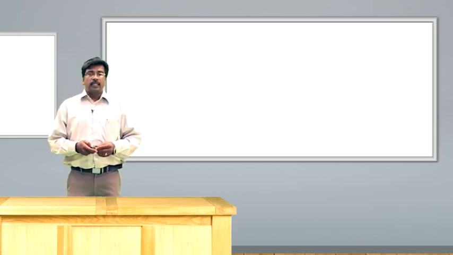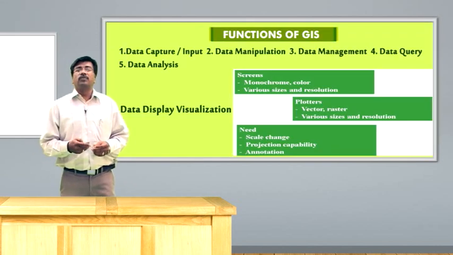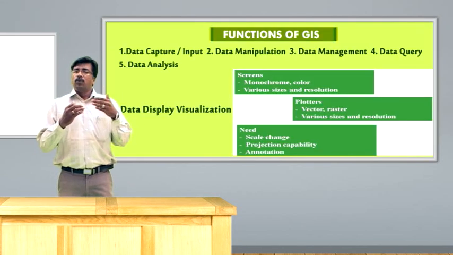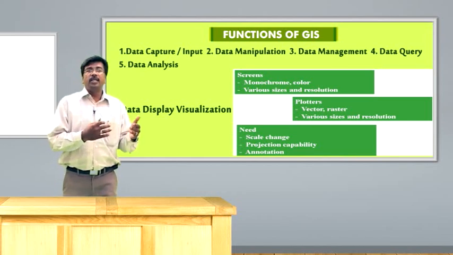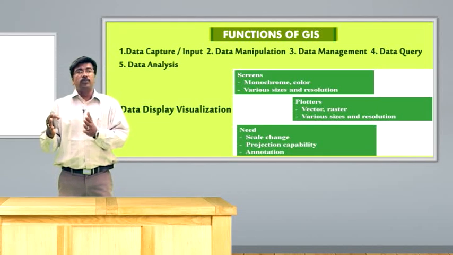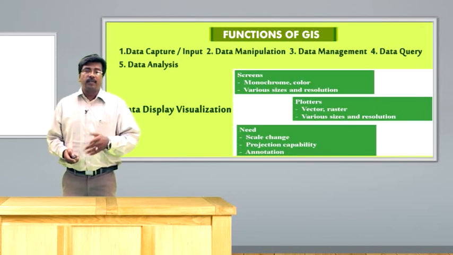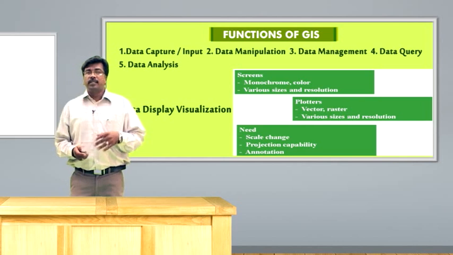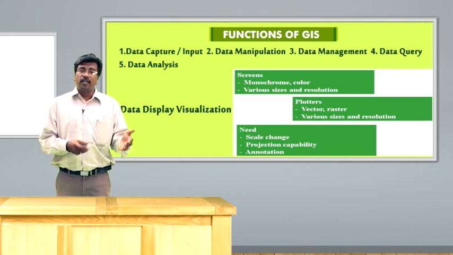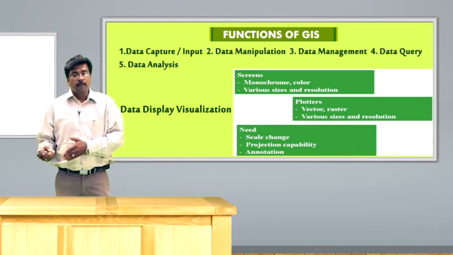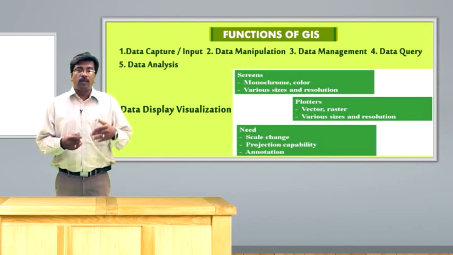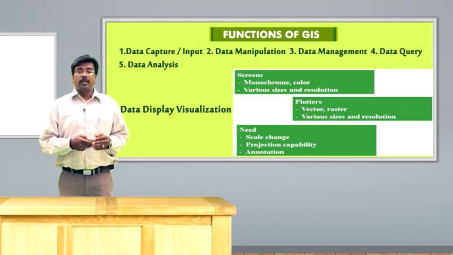And last but not least, the function is the data display or visualization. Whatever the data or analysis that you carry out in GIS, it has to be forwarded to some outputs. So this is the last function in GIS. The output may be in a screen form or it may be brought out in a hard copy form. If it is in a screen form or a visualization, it can be monochrome or color, or of various sizes and resolutions.